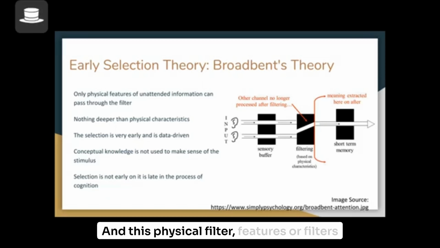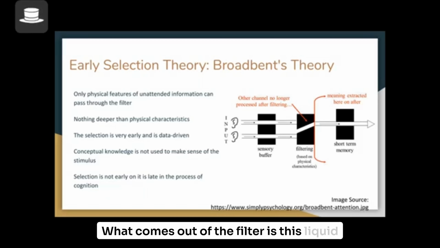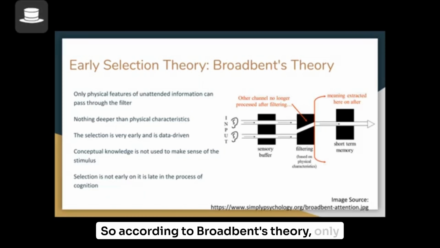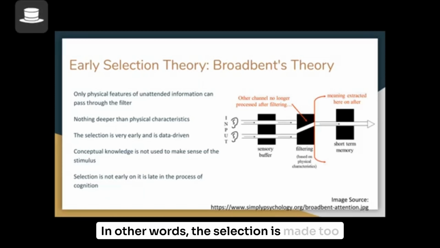And this filter filters on the physical features. Just imagine a coffee filter or a tea filter, and you're pouring water on the filter with the tea leaves in it, right? What comes out of the filter is this liquid that is colored. What passed through the filter is the color and the fragrance and things like those, things that are smaller. But the actual leaves that are bigger didn't go through, because the filter is filtering based on size. So according to Broadbent's theory, only physical features of unattended information can pass through the filter. Only physical feature information. In other words, the selection is made too early.